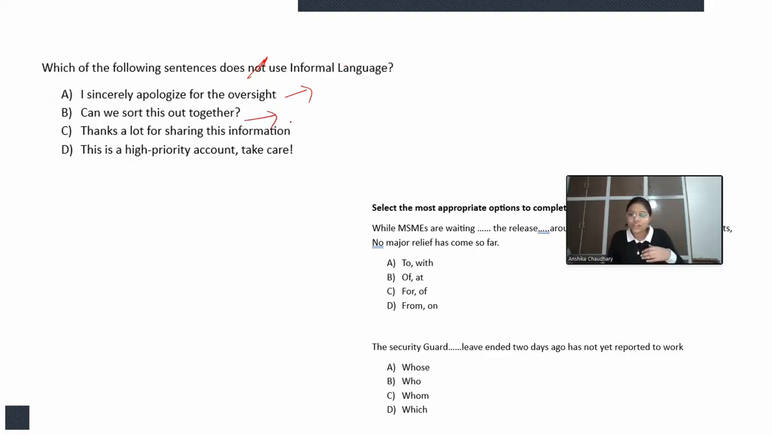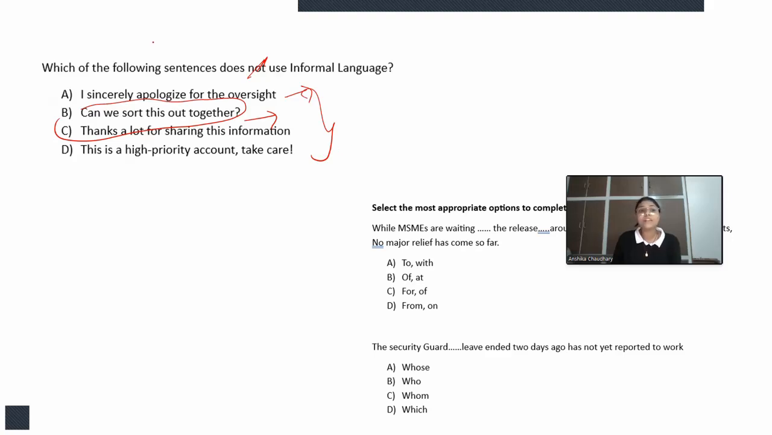See, whenever you are talking to your high authority, you cannot talk in an informal way, right? You cannot say anything like, "can we sort this out?" He or she is not your friend, the high authority, and you are in a formal relationship with them. You cannot talk in that way. If you do, you will be fired, right? So this is the informal one among these four options available.